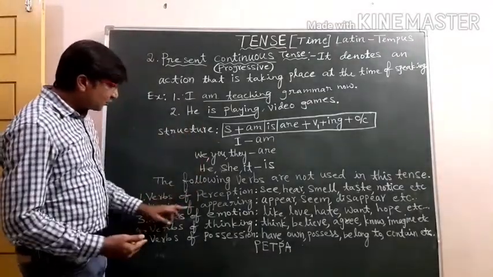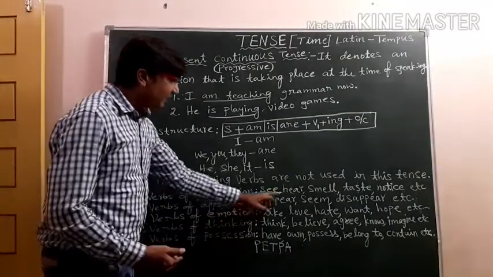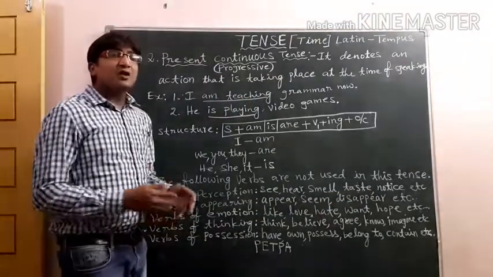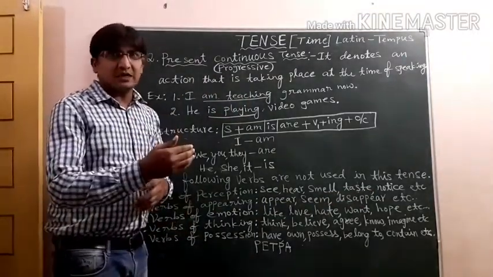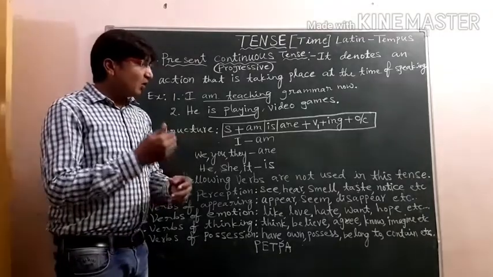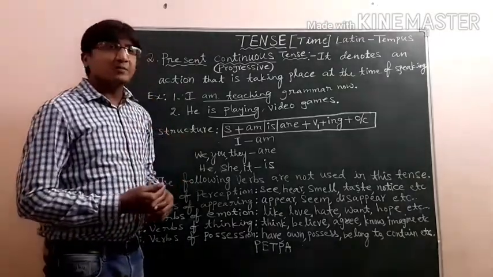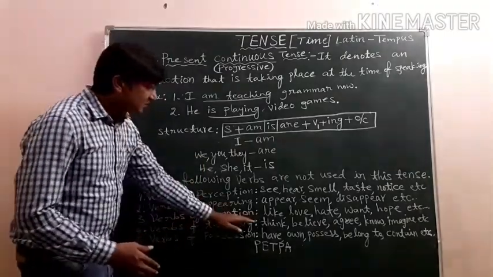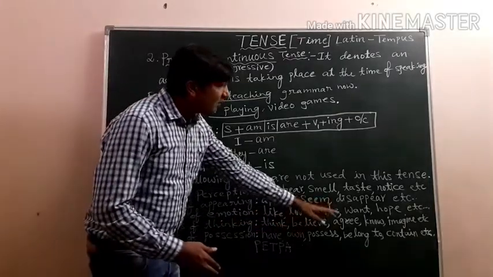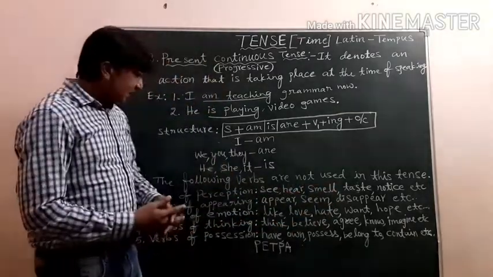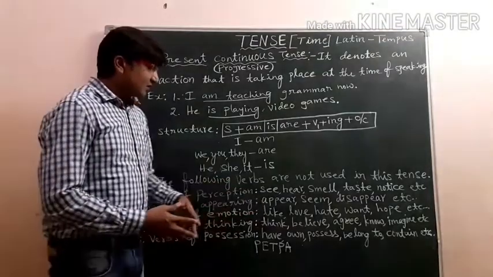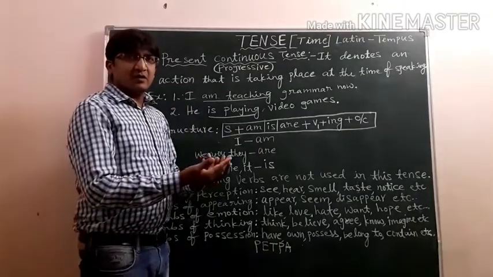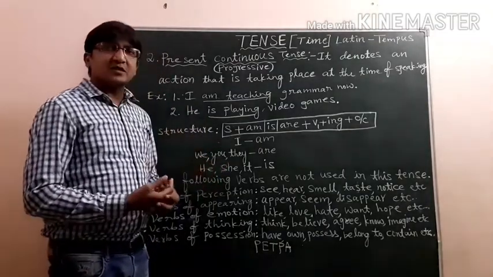And the second kind is verbs of appearing, like appear, seem, disappear, etc. Suppose, you are seeming like your father. I should not say seeming. The verb seem should not be used in continuous tense. Third one, verbs of emotion like love, hate, want, hope, etc. There are many verbs, but here I have written a few. Let us take first, I am liking you. We should not say that. Instead of that we can say, I like you.